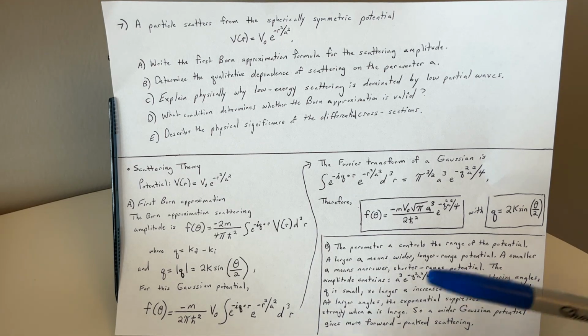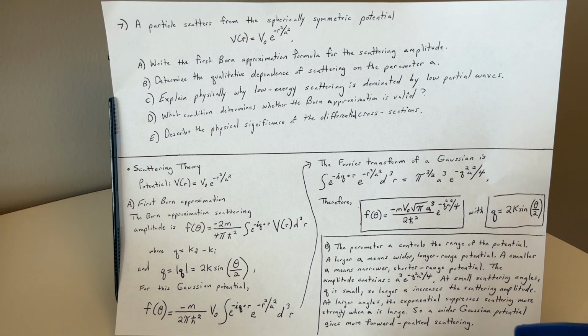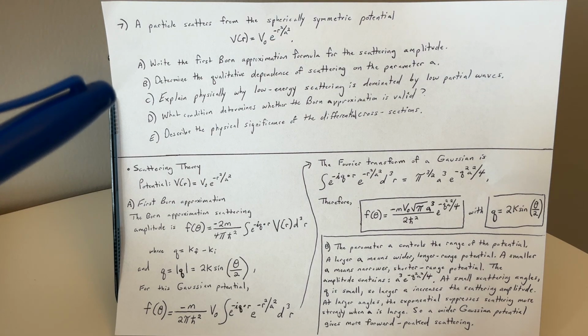The amplitude contains a cubed e to the negative q squared a squared over 4. At small scattering angles, q is small, so large A increases the scattering amplitude. At larger angles, the exponential suppresses scattering more strongly when A is large. So a wider Gaussian potential gives more forward peaked scattering. Okay, so that takes care of letter B.